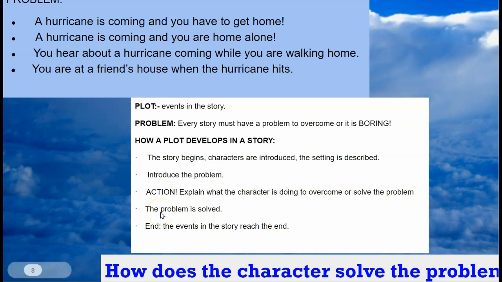How is the problem solved? What's the solution to the problem here? And then the end, what are the events in the story that reach the end? Maybe at the end of the story, you also tell the reader, hey, this is what the character learned. This is the lesson that they learned.